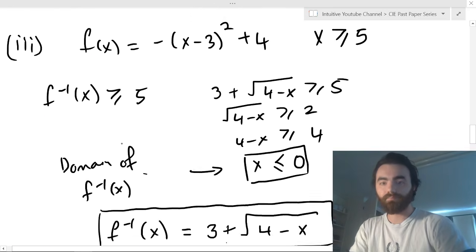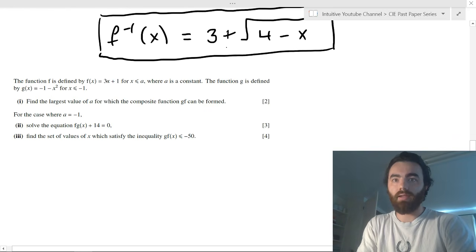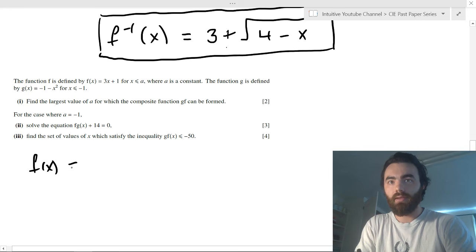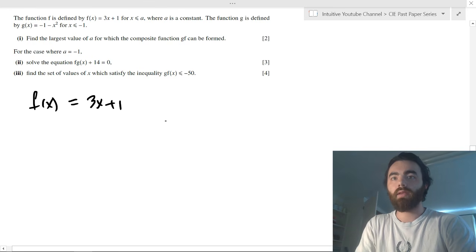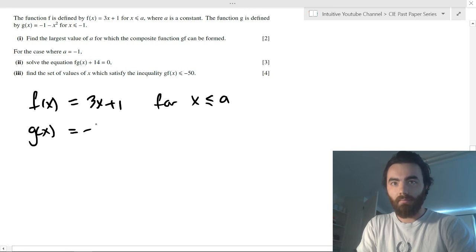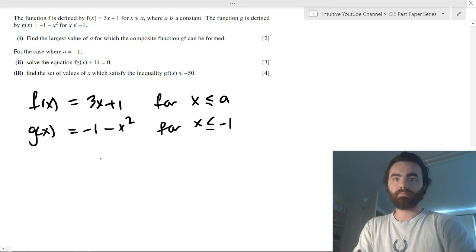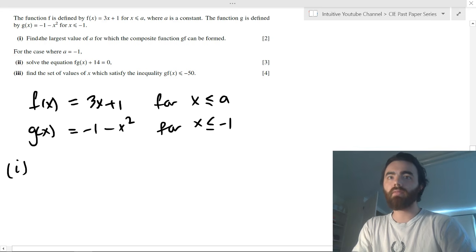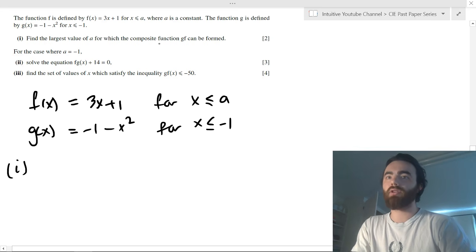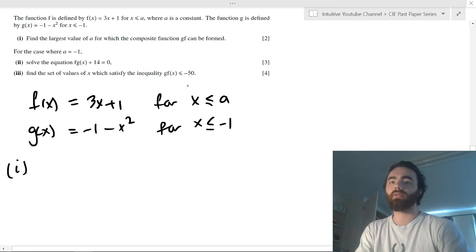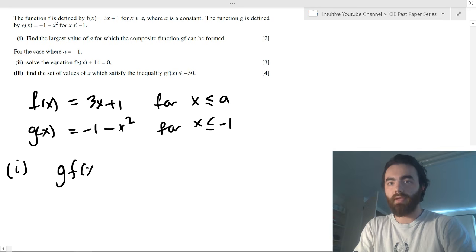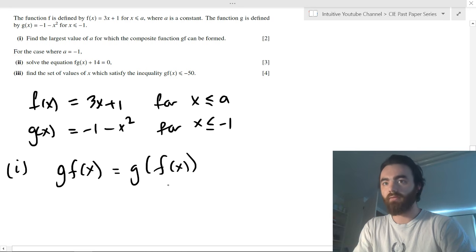So, we're given here that f of x equals 3x plus 1, and that's defined for x less than or equal to a, where a is a constant. And we're also given that g of x equals minus 1 minus x squared for x less than or equal to negative 1. So, find the largest value of a for which the composite function g of f can be formed. Well, g of f of x. So the input is f of x.